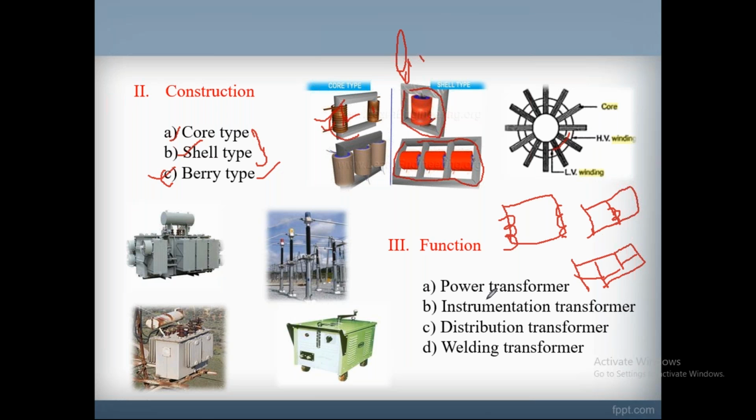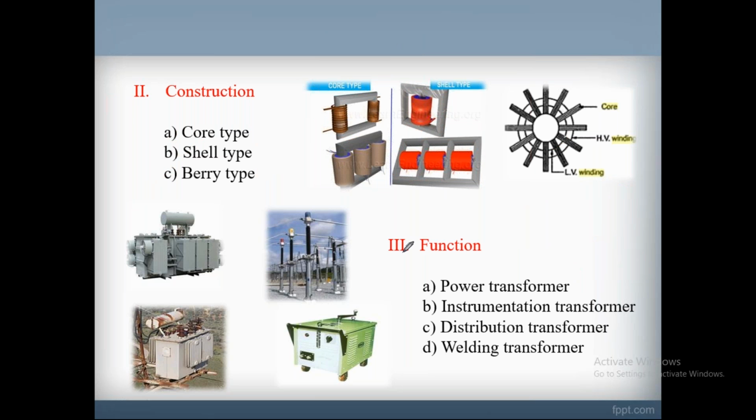So this is the second category of transformers. Now let me see the third one. The third category of transformers is specified based on the function. Based on the function, in the sense, where the transformer is being used. So based on the area of application, we can call the transformer by different names. Now if the transformer is used in the generating station, we can call it a power transformer. This is what the transformer used in the generating station looks like.